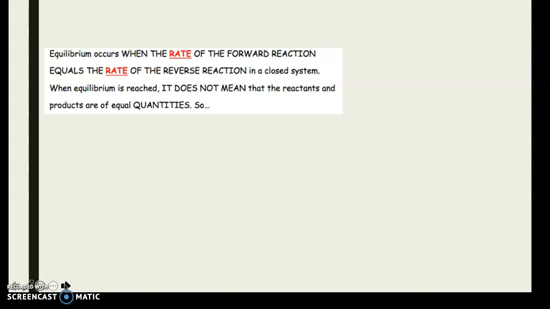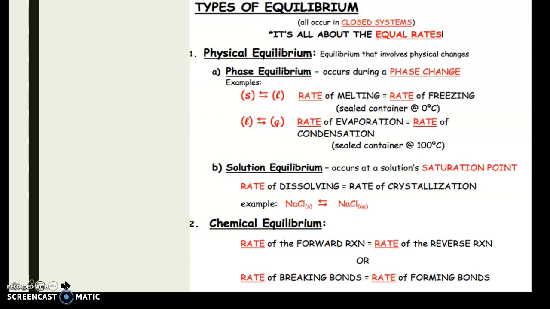Now there are 2 different types of equilibrium. We have chemical and physical. Physical equilibrium could be an example of phase change or phase equilibrium, meaning the rate of our melting is equal to the rate of our freezing. The speed of our melting is equal to the speed of our freezing, or the speed of our evaporation is equal to the speed of our condensation.